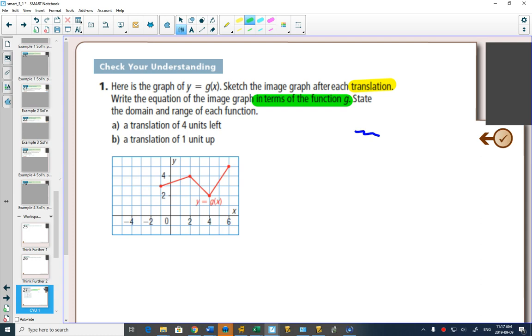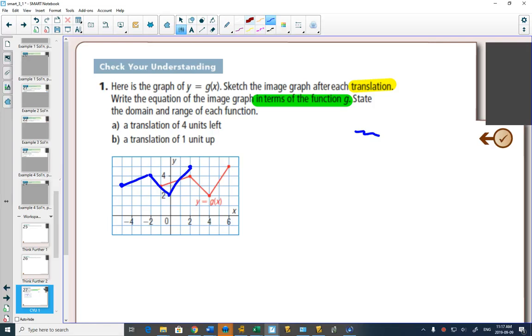First one, it's a translation of 4 units left. That is really easy to do. Here's our graph. Could you move that graph 4 units to the left? Yes. Really easy. I'd probably take this point, 1, 2, 3, 4. Take this point, 1, 2, 3, 4. This one, 1, 2, 3, 4. And 1, 2, 3, 4. Then play connect the dot, which you probably haven't been able to do since like grade 2. And we've got our graph. Drawing it 4 units to the left, really easy.